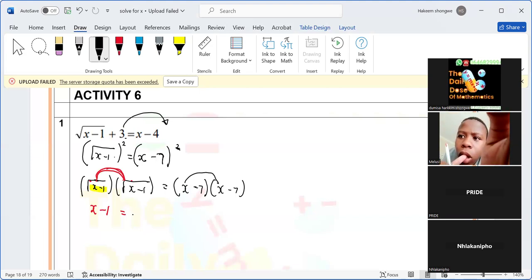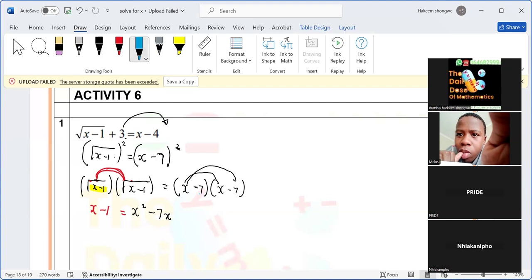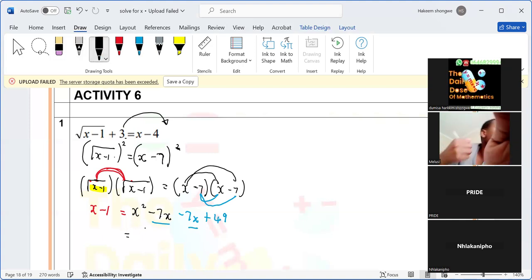X squared. You get x squared. This one multiplied by this one, minus 7x. Then this one multiplied by this one, minus 7x. This one multiplied by this one, plus 49. We say that they are like terms here again. Okay, let's group the like terms. Let's add the like terms.